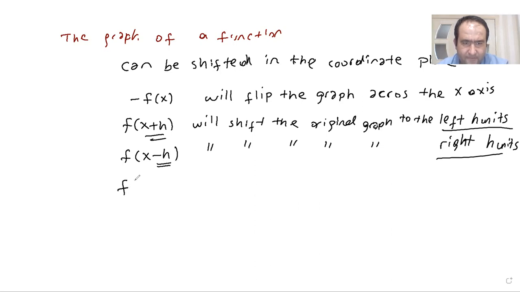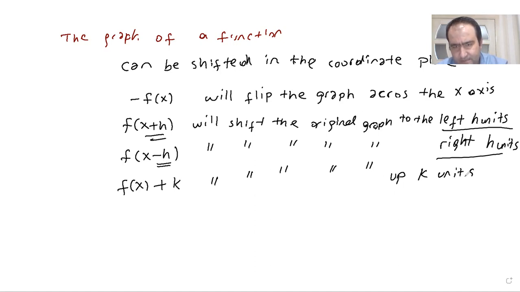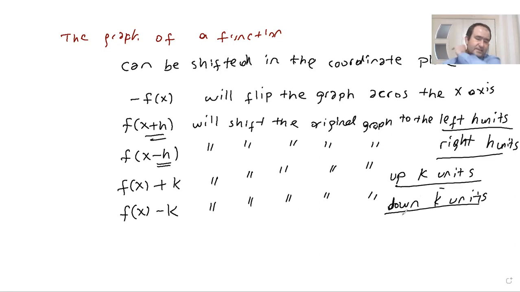And what's that? f(x) plus k will shift the original graph up k units. f(x) minus k will shift the original graph down k units, okay? Yeah, very easy.